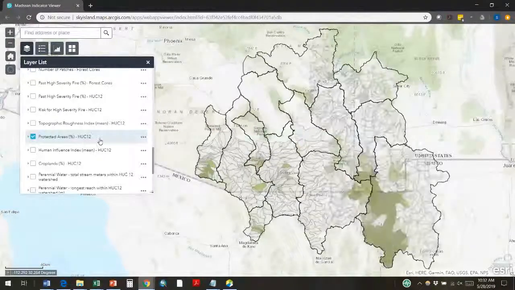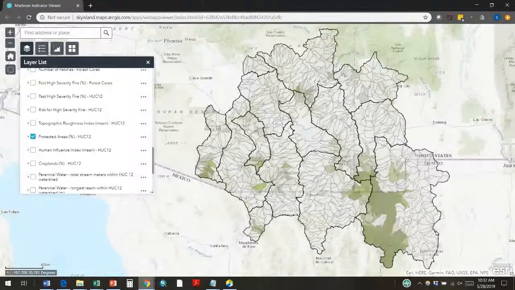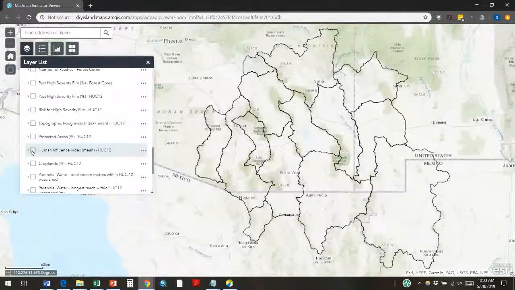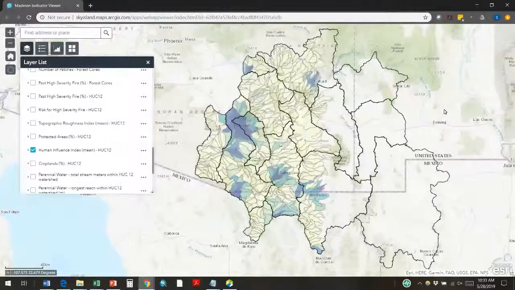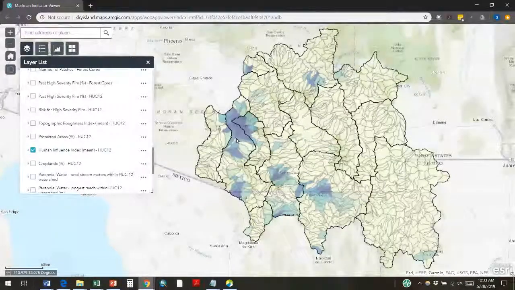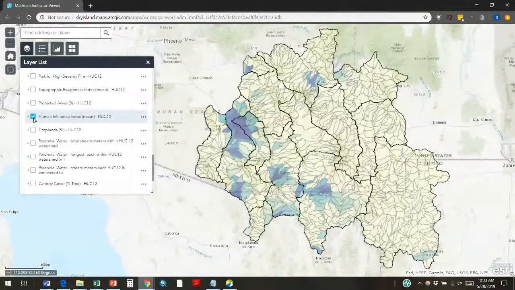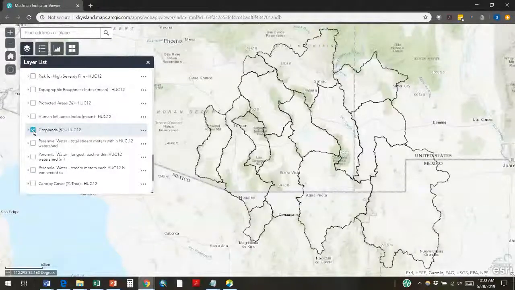And then we have percent protected areas, like we've had with all the other scales. You can really see the National Park in Mexico showing up over here. And then we have this human influence index, which is available for all of North America. So with higher numbers, you can see Tucson really showing up. And then we also have the percent of each HUC-12 that is croplands, based on that NALCMS data.